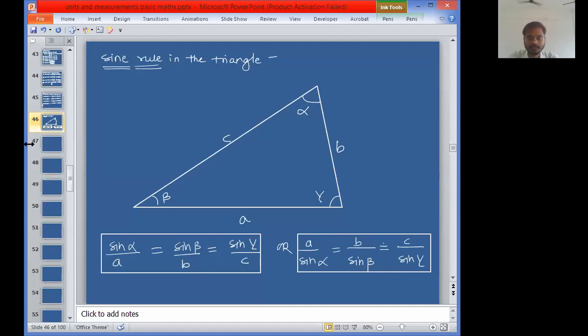Sine rule done. Just keep on making notes along with me. Let's make a note of all the rules and formulae that we may need in physics. Not all are required. Some formulae will be rarely used, but let us club them together, okay?